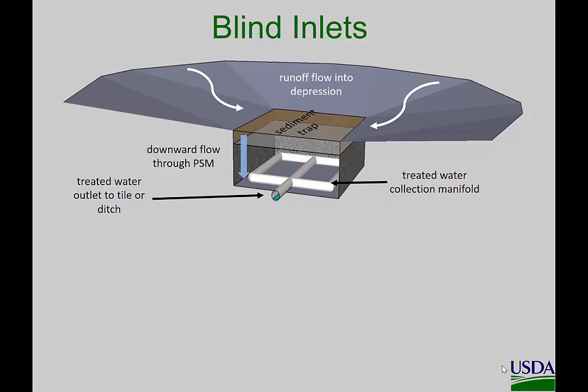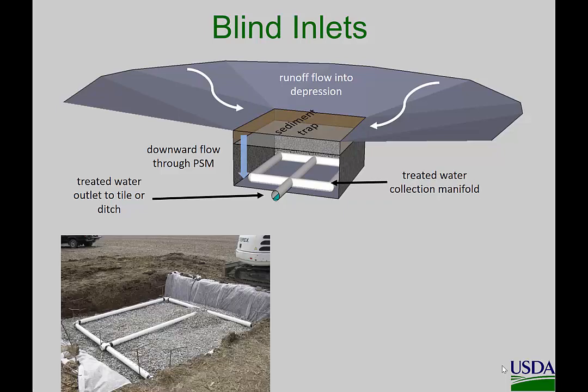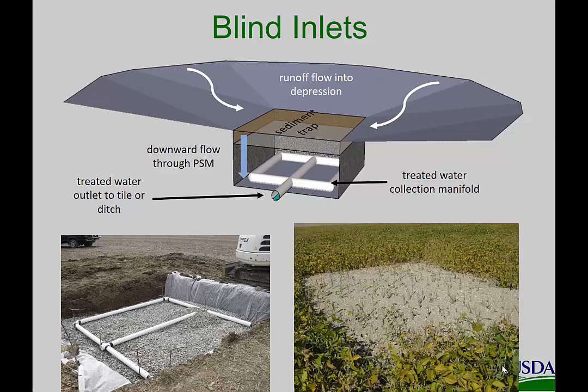It doesn't remove phosphorus. But if you fill that with a phosphorus sorption material instead of just regular gravel, you can get the additional benefit of removing dissolved phosphorus. It becomes a phosphorus removal structure. Here's one being constructed. You can see the perforated drain underneath it, and here it's being backfilled with slag, and this is the final product.